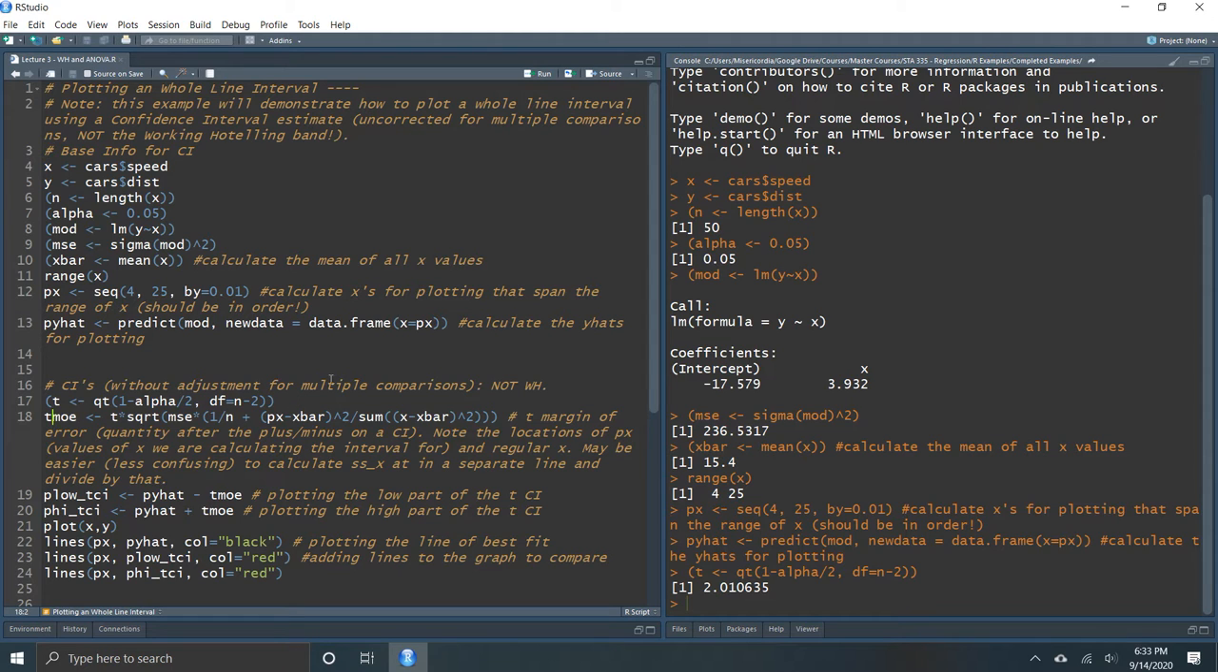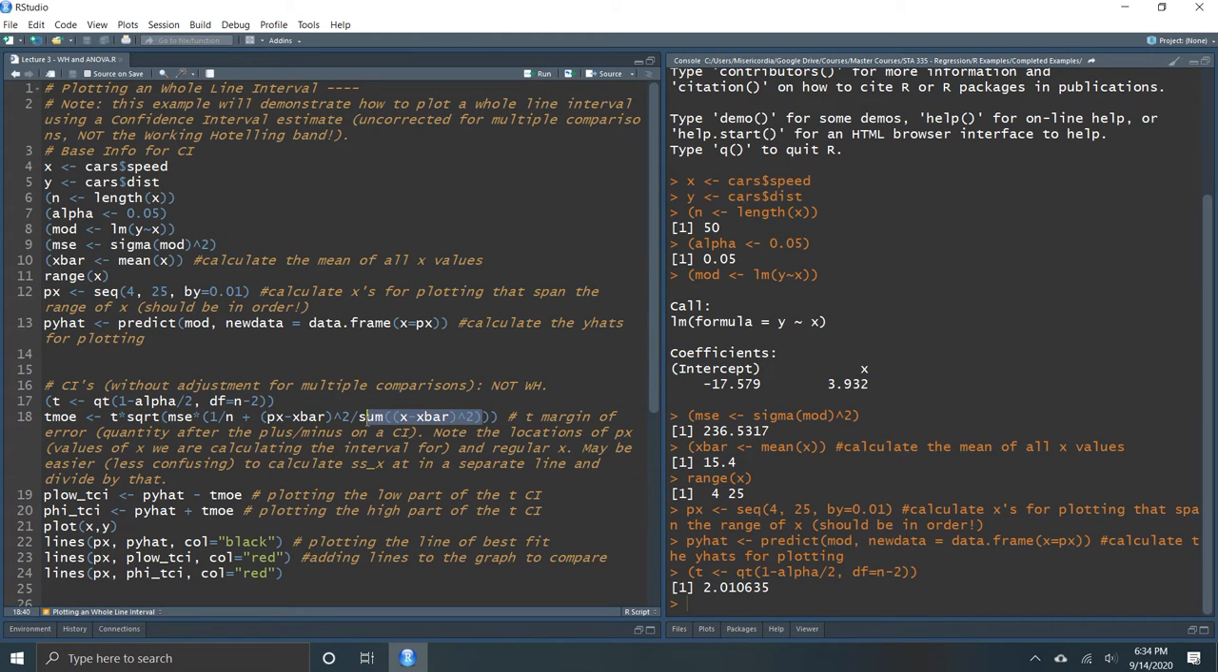Now the margin of error, if you think about the confidence interval equation, you've got the point estimate plus or minus the critical value times the standard error. The margin of error is that second piece after the plus or minus in a confidence interval. So this is the critical value times the standard error. So I'm just going to make a margin of error. Note that in the standard error, I've got px, the plotting x's, minus x bar. I could also have called this x sub h. This is all of my different x sub h values.